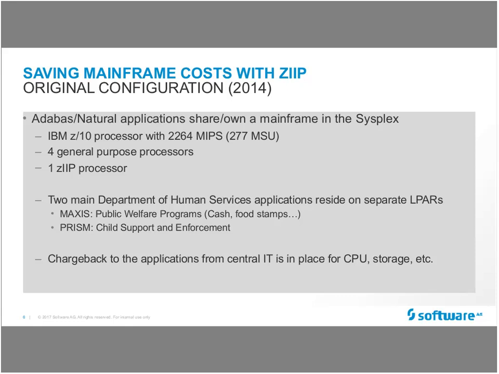There are 2 Natural database-based applications on that mainframe. They reside on separate LPARs. One is called MAXIS, and I will use that term throughout this, and it's the public systems, the cash, food stamps, and all that. And the other one is PRISM, which is the child support and enforcement. And MAXIS went on zIIP maybe 8 months before PRISM did.